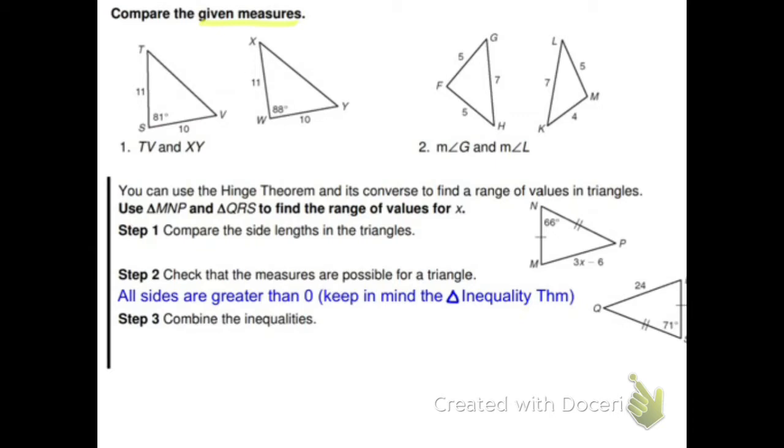So since I have congruency here, I have congruency here, I can check my included angles. And since angle W is 88 degrees, which is greater than angle S, which is 81 degrees, I go across from the larger angle, and that gives me the longer side. So I can say that XY is greater than TV. And that is my answer. I'm comparing the length of both sides.